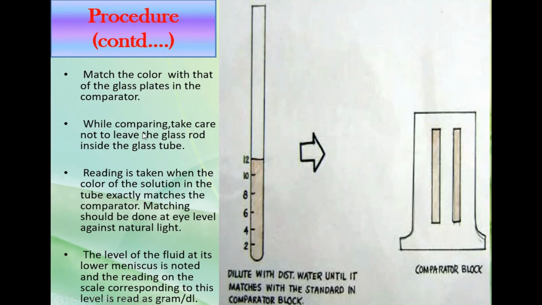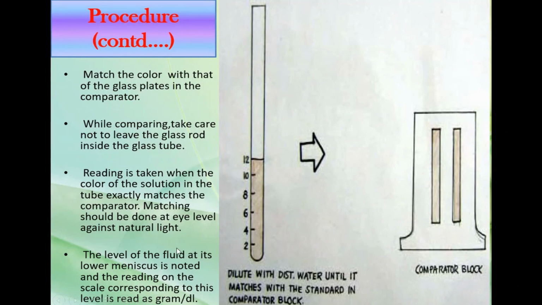while comparing, take care not to leave the glass rod inside the glass tube. So you have to remove the glass rod. The reading is taken when the color of the solution in the tube exactly matches the comparator, and the matching should be done at eye level against natural light. You have to be very sure that it is completely matchable with the naked eye, and not with the light. With natural light in this, you can see that there is a disturbance, that's why I have to keep that for the dark.